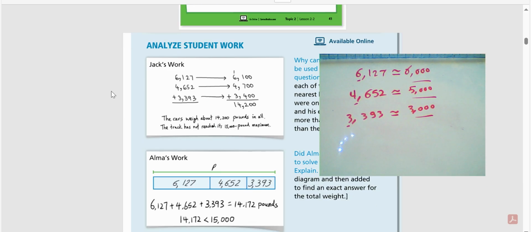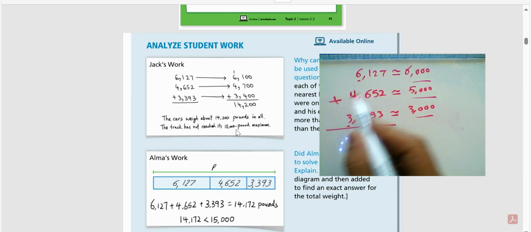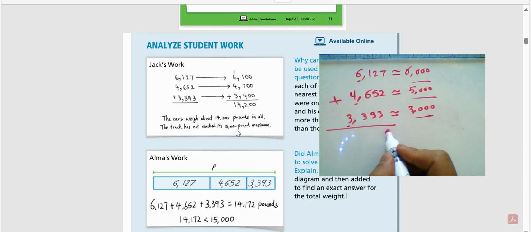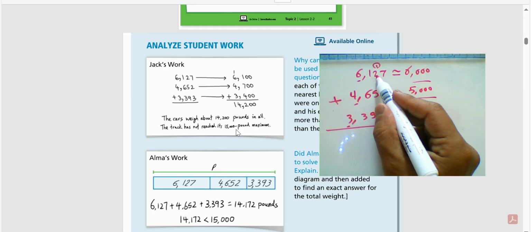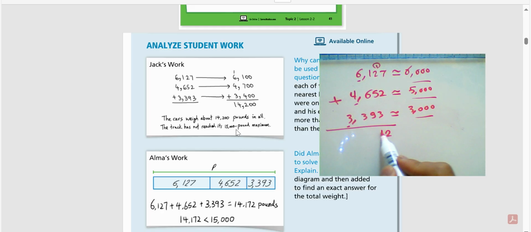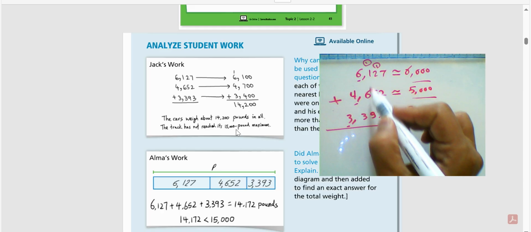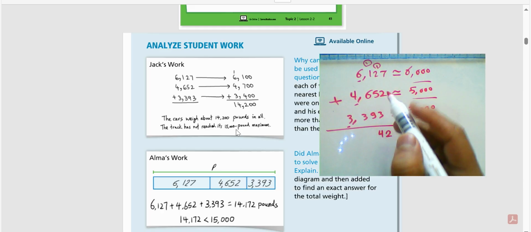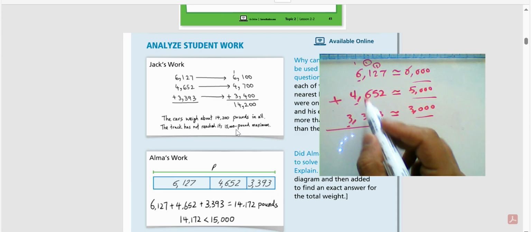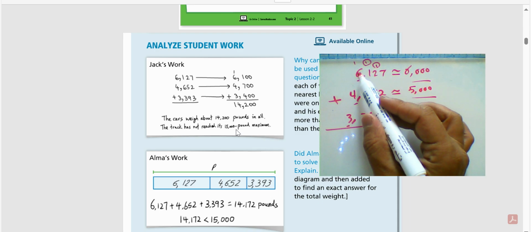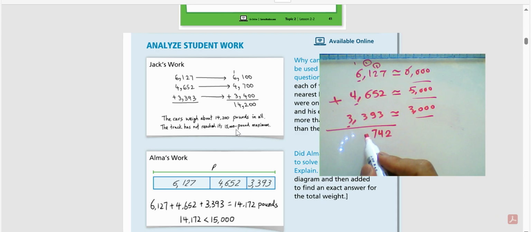So you can use horizontal and vertical to find the sum. Okay, so then you can add together. 7 plus 2 is 9, 9 plus 3 equals 12, 2 and carry 1, 2 plus 1 is 3, 3 plus 5 is 8, 8 plus 9 is 14, 4 and carry 1, 1 plus 1 is 2, 2 plus 6 is 8, 9 plus 8 equals 17, 7 and carry 1, 6 plus 1 is 7, 7 plus 4 is 11, 11 plus 3 equals 14. The result will be 14,742.